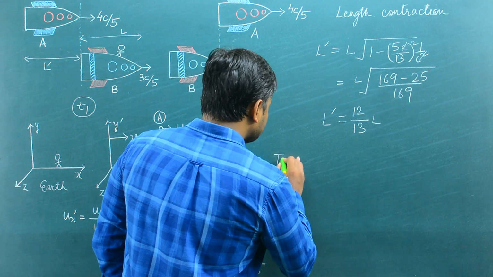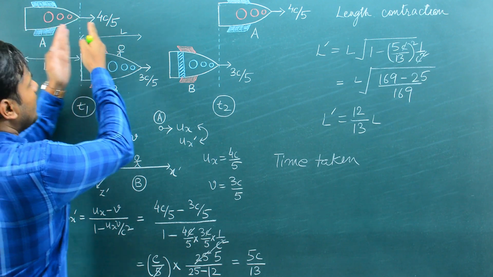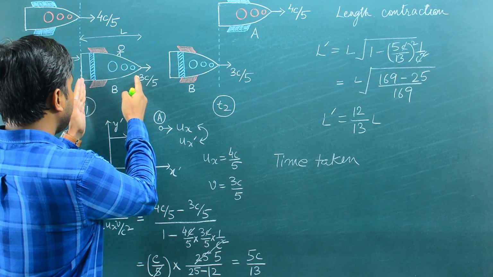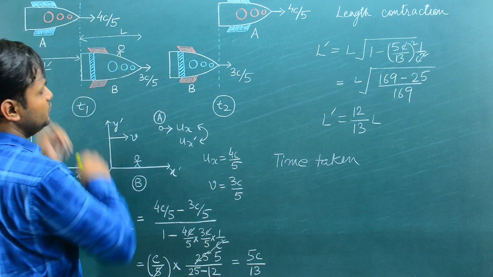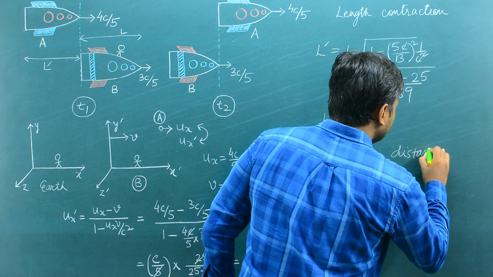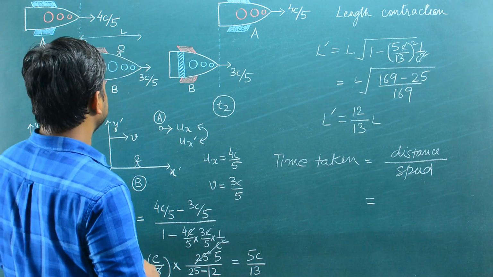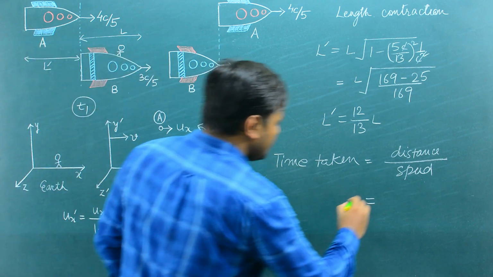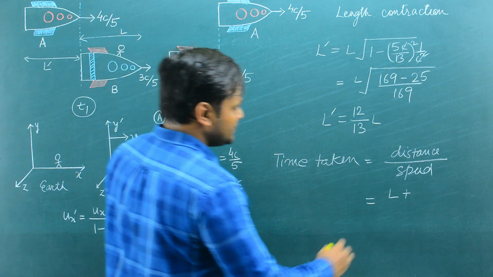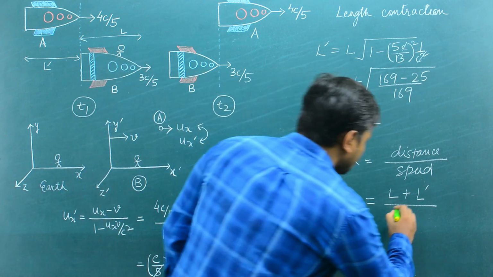So if I am interested in calculating the time it takes for the spaceship A to completely overtake the spaceship B, then I must add the length of B plus the length of A according to this observer. So the time taken is nothing but distance divided by the speed, right? So what is the distance? Distance is the length of B, which is L, plus the length of A as measured by the observer, which is L dash, divided by the speed, which is the relativistic speed 5c upon 13.